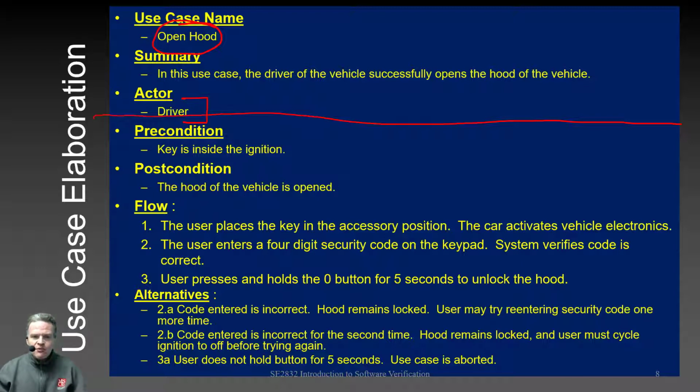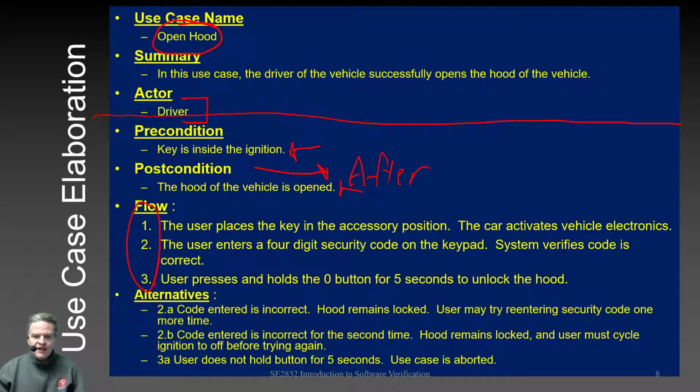So for example, a precondition in this scenario: the key must be in the ignition. If the key is not in the ignition, this use case is not going to be active. The post condition, essentially what happens after the use case is done, is that for the most part, the hood of the vehicle will be opened. The flow through this essentially consists of these three steps.